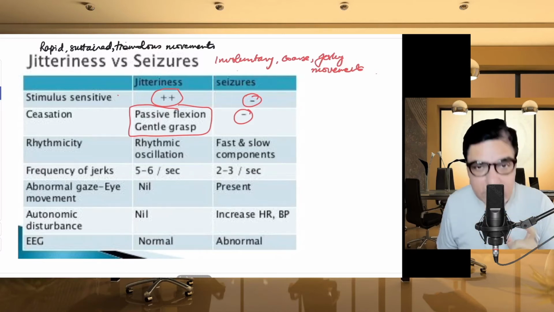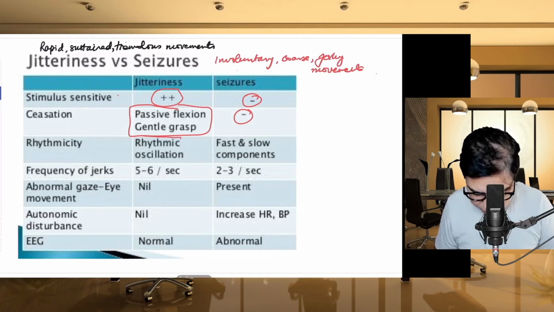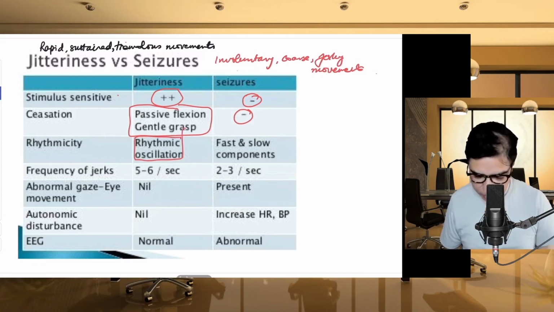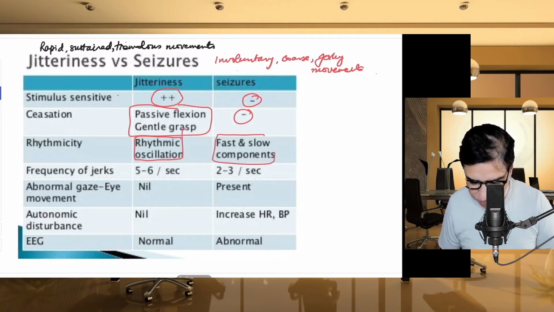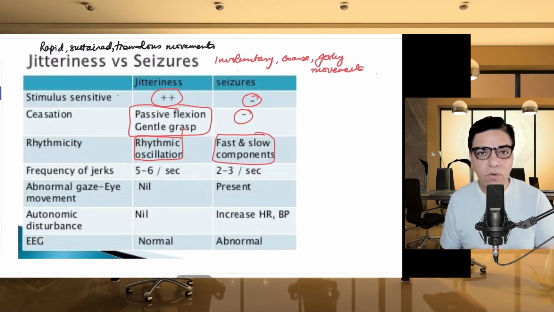So they've got rhythmic oscillations in case of jitteriness, fine tremor-like movements, while in case of seizures, they have got a fast and a slow component. They are always coarse, jerky movements.